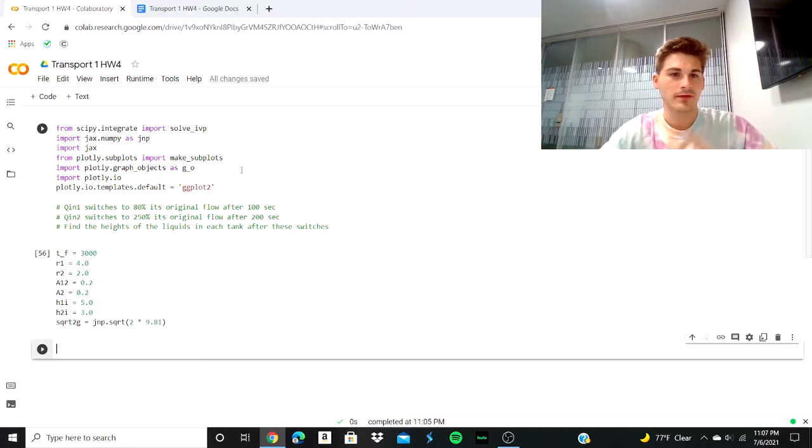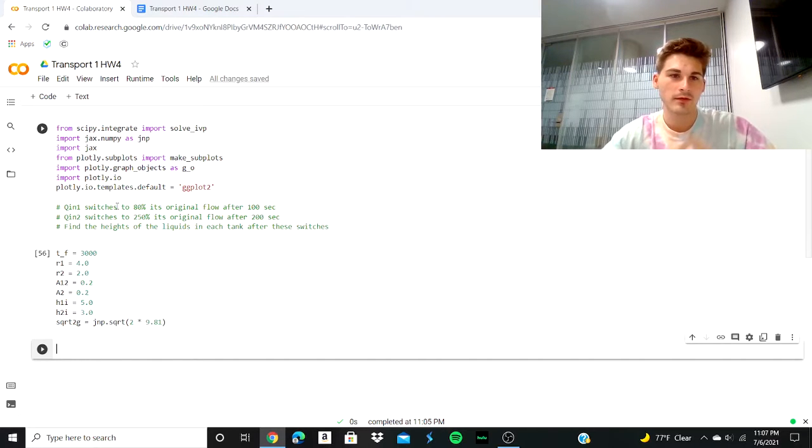And so in this video we are going to try and find how the height of the liquid in our tanks changes with time after the inlet flows to tanks 1 and 2 change after certain time instances. So after 100 seconds, we have the inlet flow to tank 1 changing to 80% of its original value. And then after 200 seconds, we have the inlet flow to tank 2 changing to 250% of its original value.